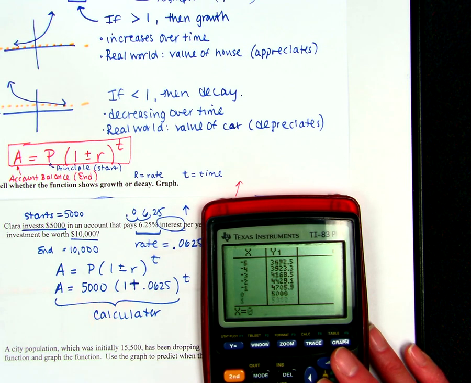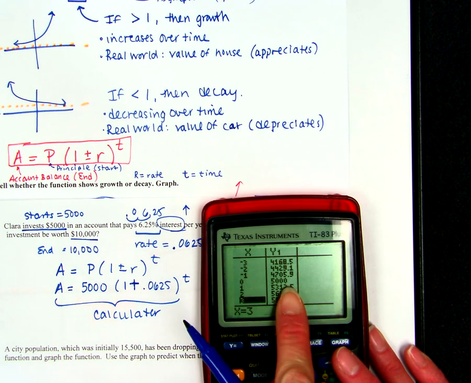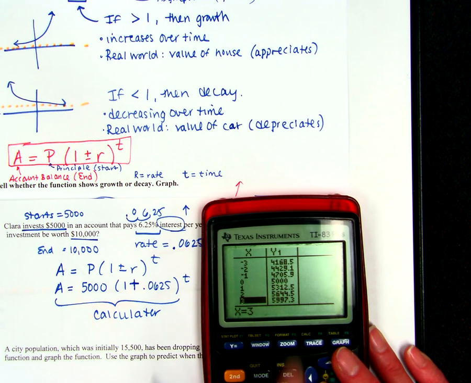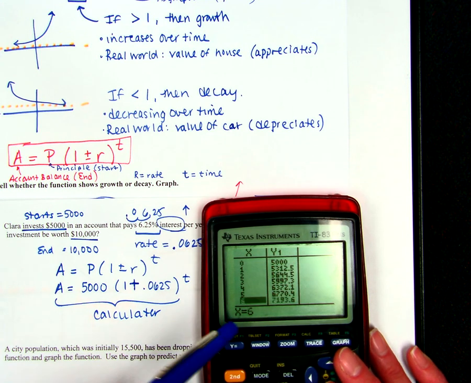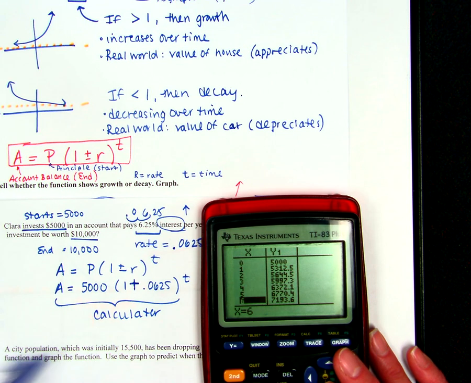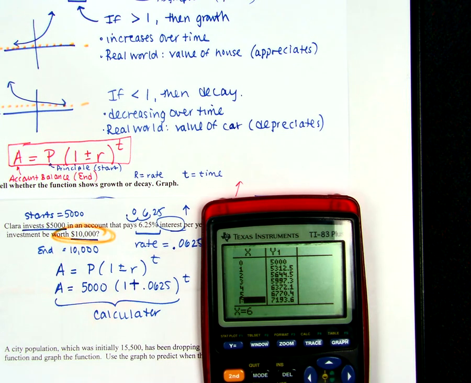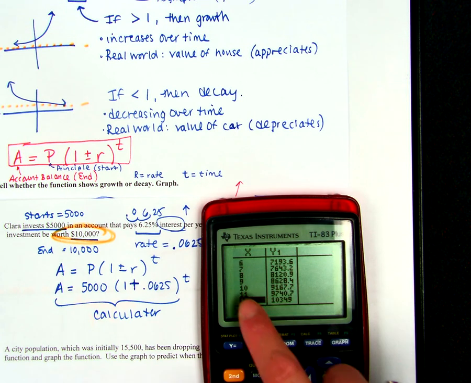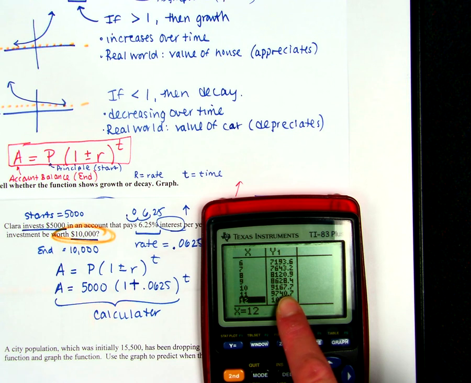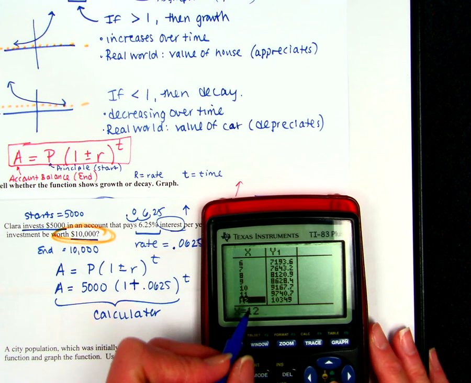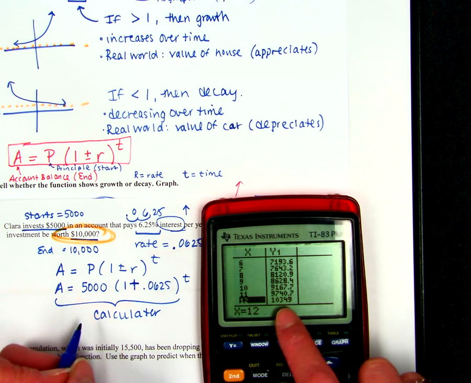So this is telling us that at 0 years, it's worth 5,000. After 1 year, it's worth 5,300. After 6 years, it's worth 7,000. What are we looking for? We're looking for when is your investment worth $10,000. So you're going to keep scrolling down. At 11 years, it's only worth 9,700. So that's not quite 10,000. So if you look at this line, it says 12.